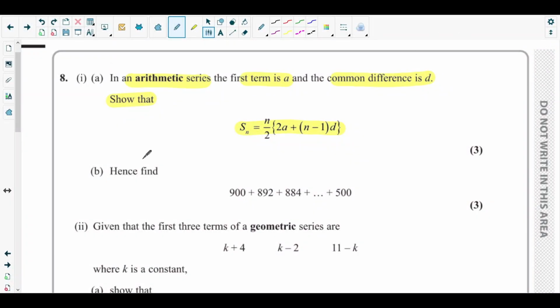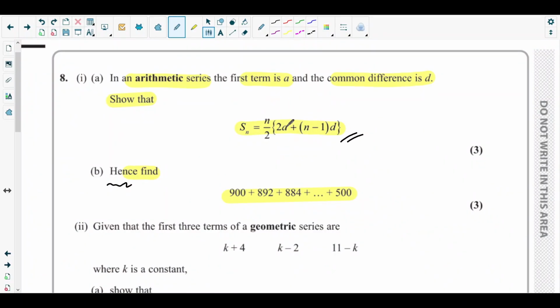Okay, next is part B of 1. Here the question is asking, hence find 900 plus 892 plus 884 plus ... plus 500. So we need to find the sum of this arithmetic series, and it says "hence". That means we have to use this formula for summation.